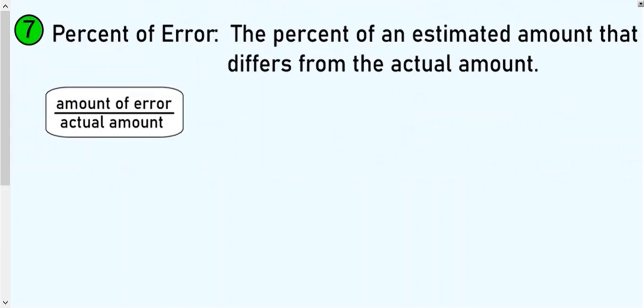All right, so number 7, for our notes, we're going to be looking at percent of error, which is the percent of an estimated amount that differs from the actual amount. The way we're going to find that is we're going to figure out the amount of error, and then we're going to divide by the actual amount. It's going to be the same thing that we were just doing. We're going to subtract the small number from the big number, and then we're going to divide by the actual amount that it's supposed to be. Go ahead and pause here. Make sure you get this in your notes, and then push play when you're ready to continue.